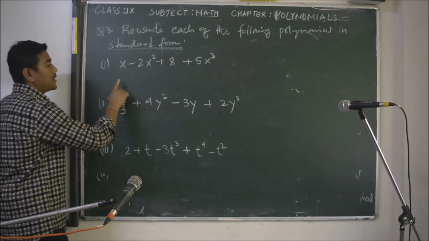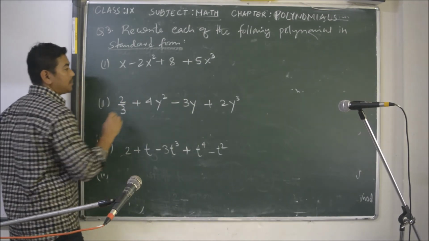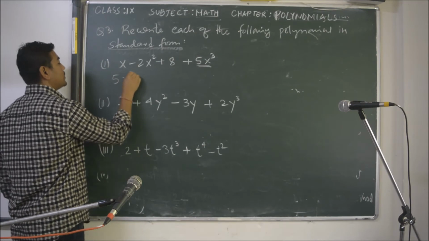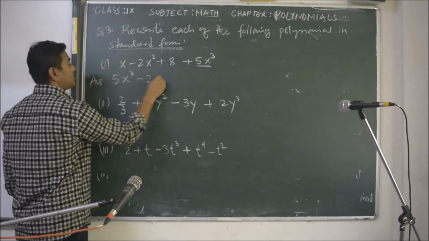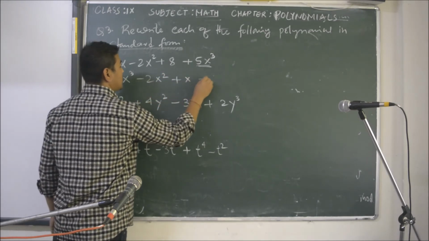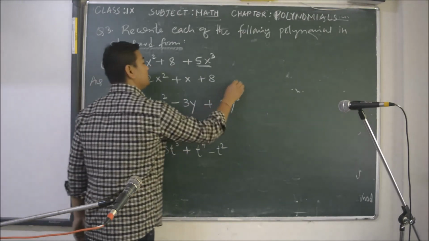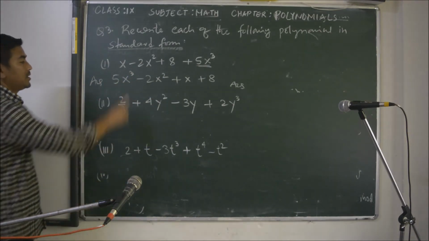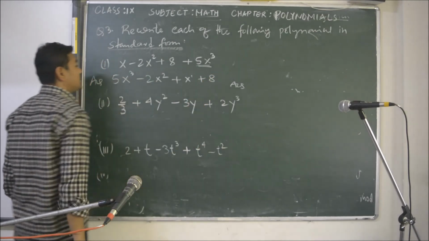Here there are how many terms? 1, 2, 3, 4 terms. Which is the highest power term? This is the highest power term. So write 5x cube first, then x square minus 2x square, then x term, then a constant number. So this is your answer. That means decreasing order of the power of variable here, right? 3, 2, here 1, here actually 0, constant term 0.